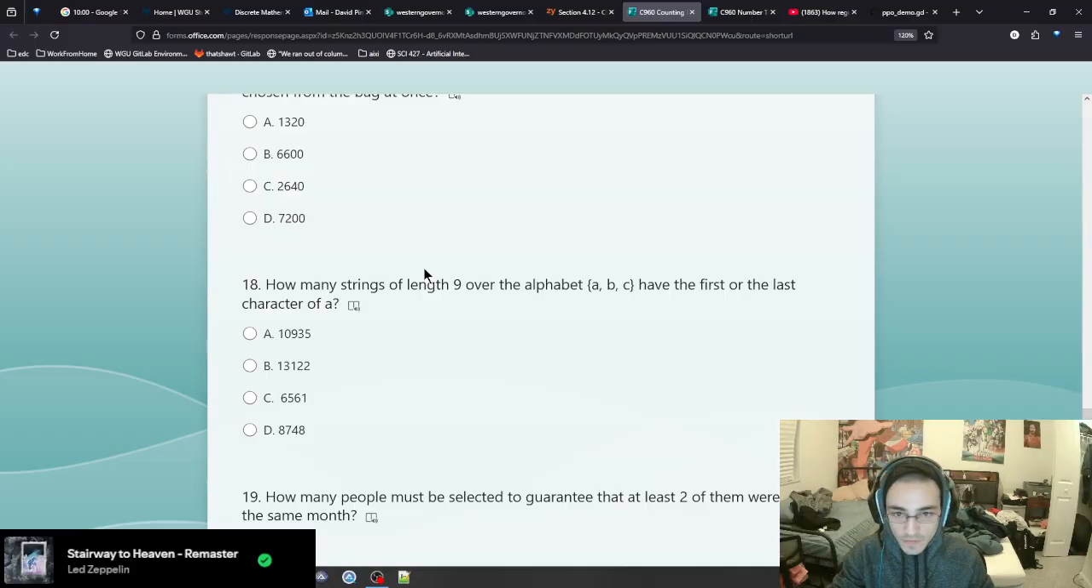Okay. So we have strings of length 9, right? The alphabet is 3 characters, and how many strings are going to have the alphabet? Are the first or last character of A.